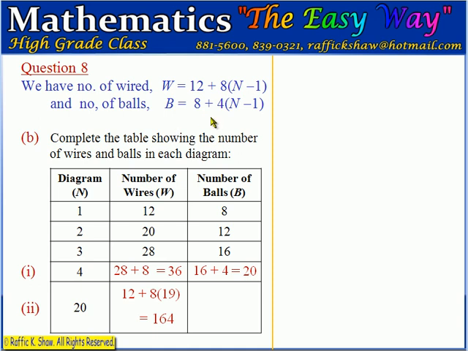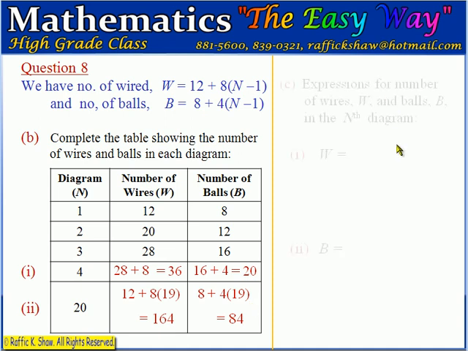And then for the number of balls, similarly, is 8 plus 4 times 20 minus 1. 20 minus 1 is 19. And so the number of balls here would be 8 plus 4 times 19. 8 plus 4 times 19 is 84. And so there are 84 balls in the 20th diagram. And so that's the answer for that part of that question. Let's move down now to part C.